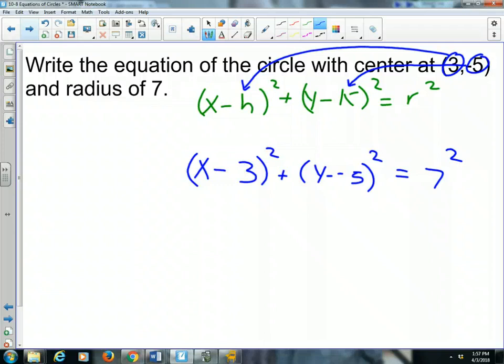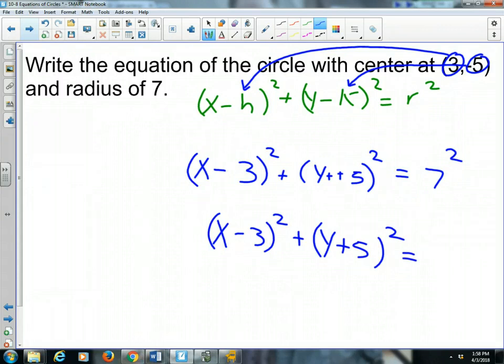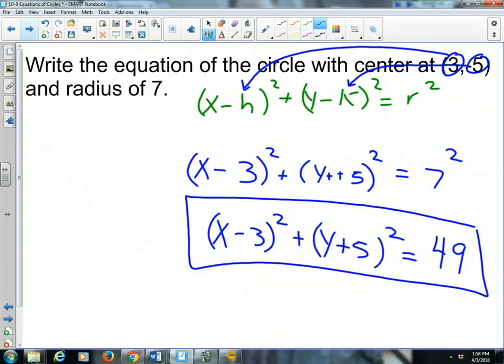So now let's just simplify things, and then we're all done. So x minus 3 quantity squared, that's as simple as it gets. Y minus a -5, isn't y minus a -5 the same thing as y plus 5? So let's write y plus 5 quantity squared. And that equals our radius squared. 7 squared is 49. There we have it, everybody. We just wrote an equation for this circle with a center of 3, -5 and a radius of 7.